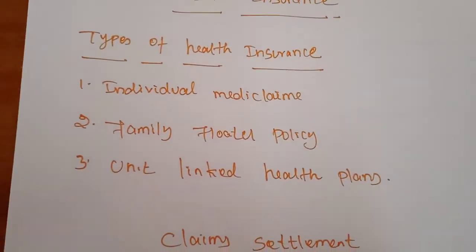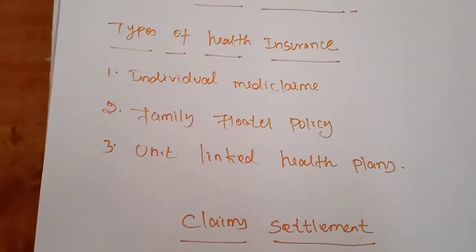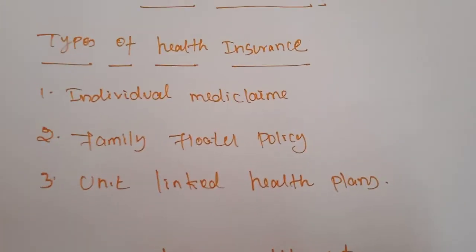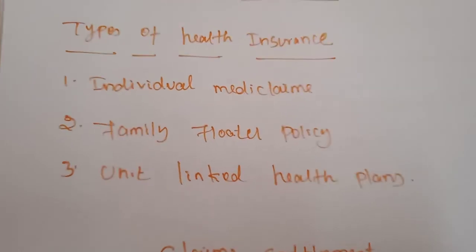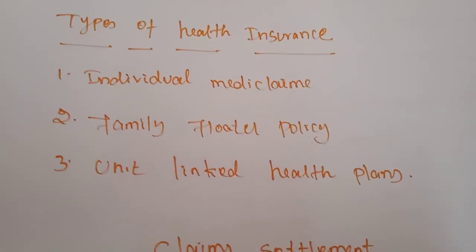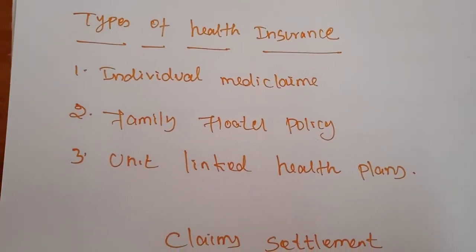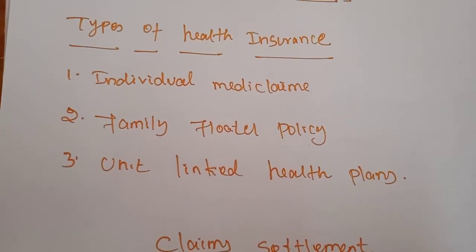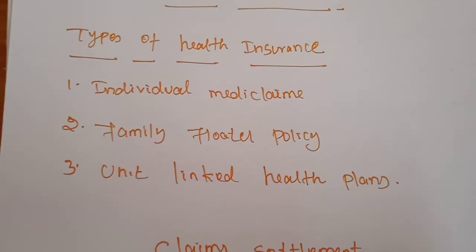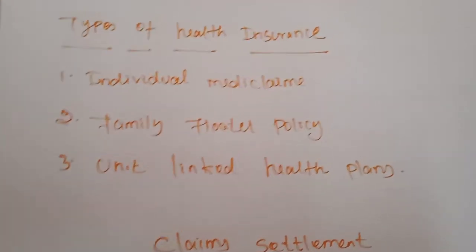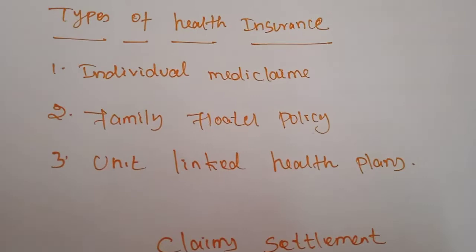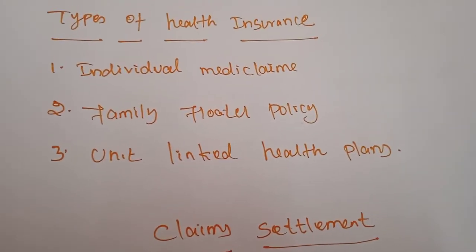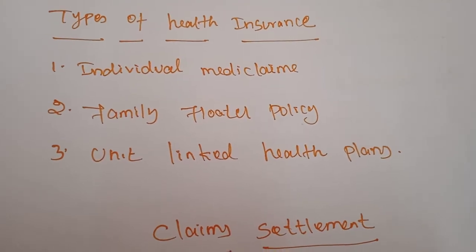Here, the types of health insurance policies: there are three types. The first one is the individual mediclaim. The individual mediclaim covers the hospitalization expenses for an individual up to some assured limit. So on the basis of the premium paid, we can take the insurance policies as individual persons.